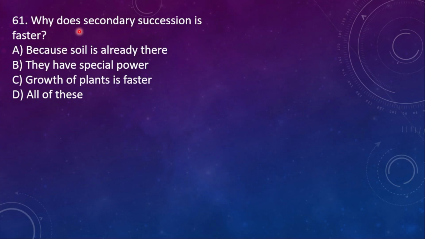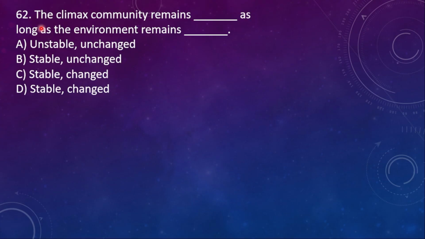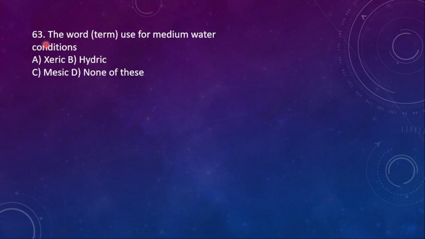61. Why is secondary succession faster? A. Because soil is already there. B. They have special power. C. Growth of plants is slower. D. All of these. Here the right option is because soil is already there. Next, 62. The climax community remains dash as long as the environment remains stable and unchanged.